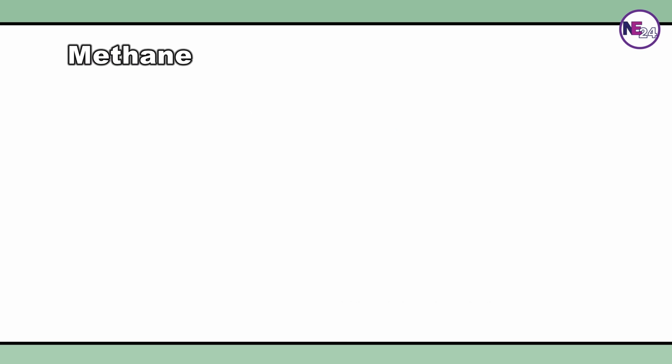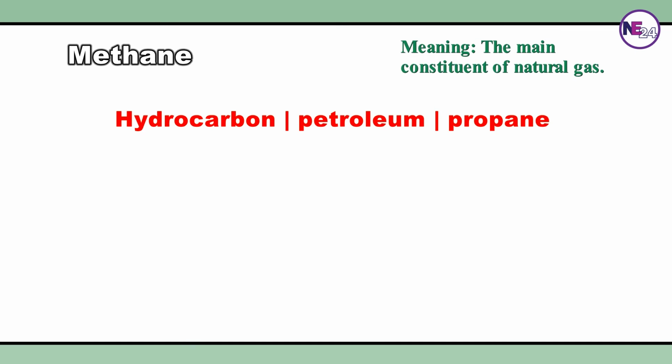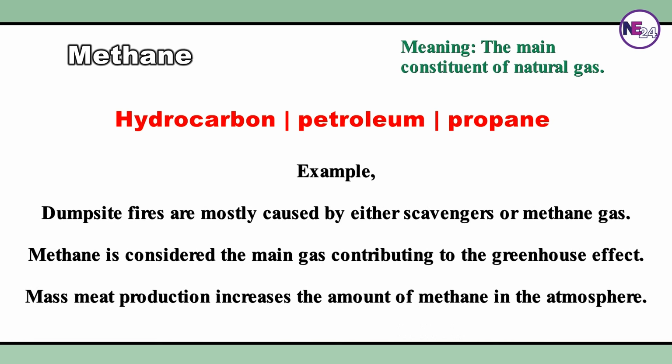Methane. The main constituent of natural gas. Hydrocarbon. Petroleum. Propane. Dump site fires are mostly caused by either scavengers or methane gas. Methane is considered the main gas contributing to the greenhouse effect. Mass meat production increases the amount of methane in the atmosphere.